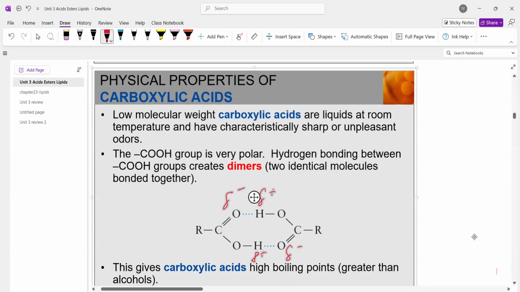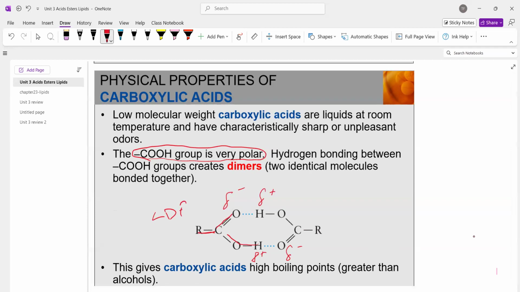Okay, so the carboxylate group is very, very polar. It's got hydrogen bonding going on here, dipole-dipole, and sometimes dipole-dipole is here. And of course, LDF. Okay, so they're very soluble in water, up to 7 carbons long. After that, the nonpolar tail takes over. So they become less and less soluble as the tail gets longer.